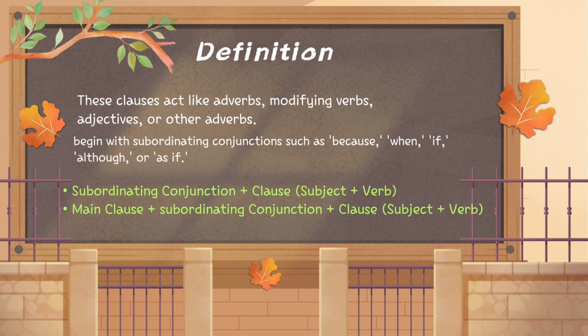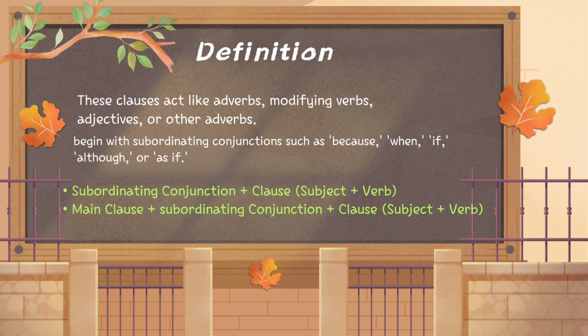Last but not least, we have the adverbial clause. This clause works like an adverb, modifying verbs, adjectives, or other adverbs. They provide essential context, answering questions like when, why, how, or under what conditions something happens. Commonly, they begin with a subordinating conjunction such as because, when, if, although, or as if.